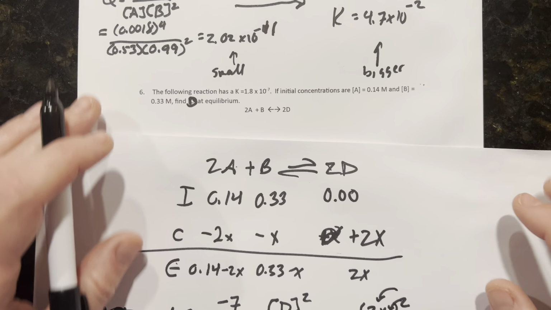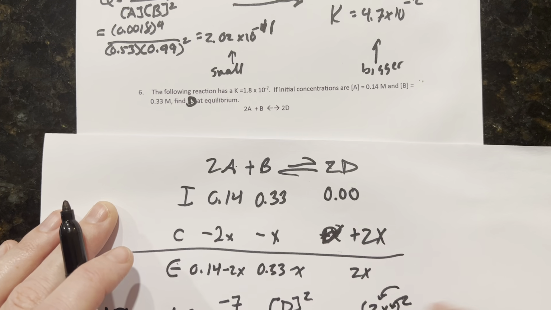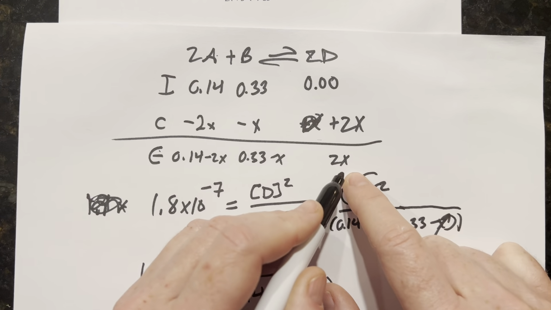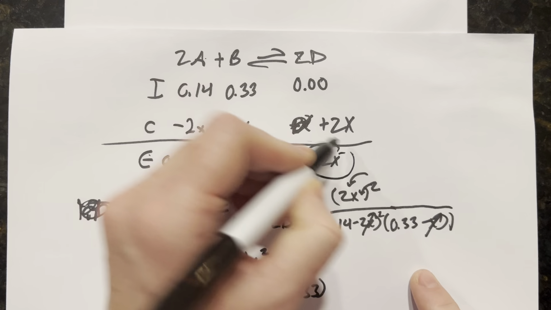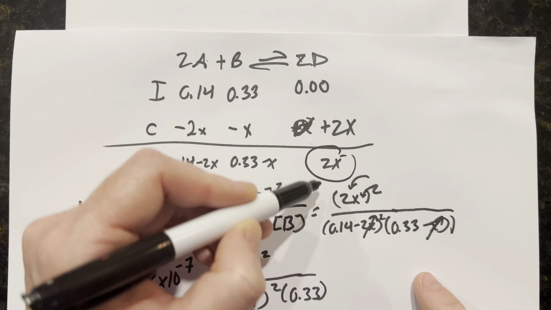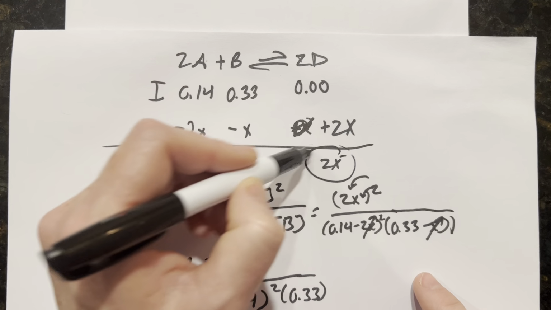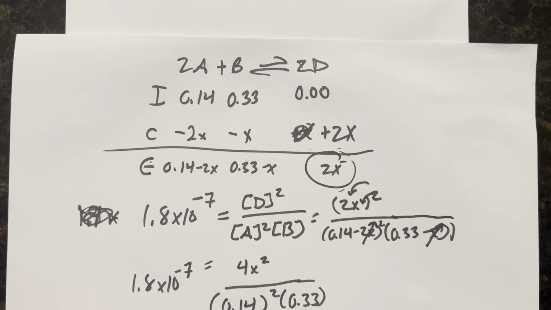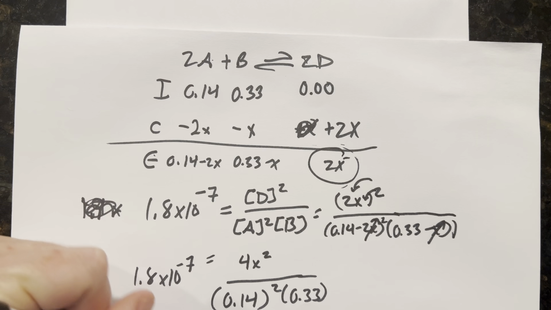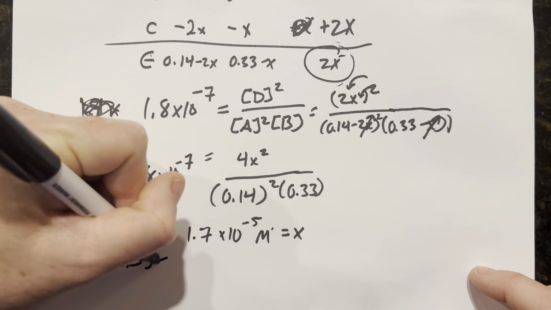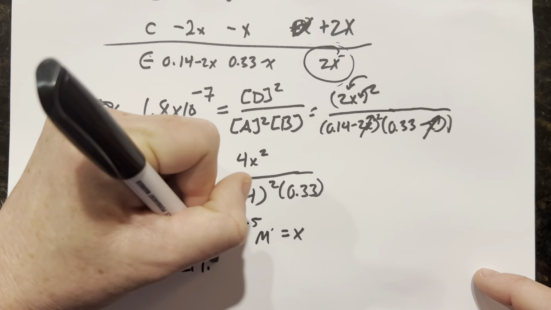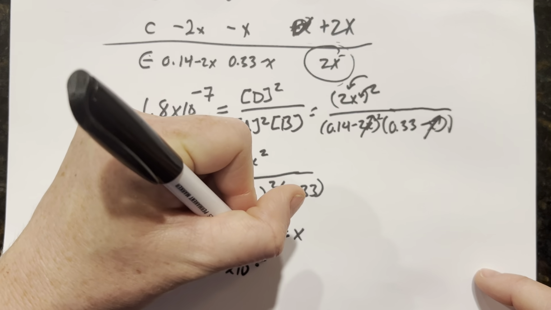Our question was asking for the concentration of D at equilibrium. Well, we know that D was actually equal to 2 times x, right? So at equilibrium, we look for D. At equilibrium, this is just like a chart, right? And that's what we're looking for. We solve for x, so we know that the concentration of D must equal 2 times 1.7 times 10 to the negative 5.